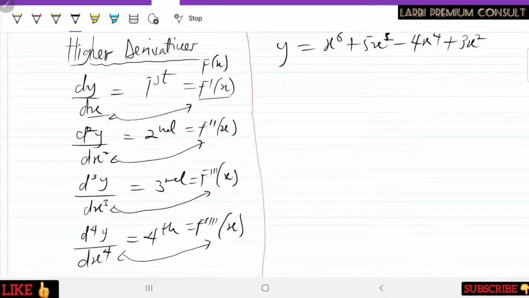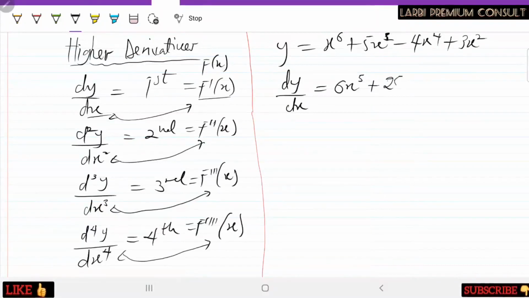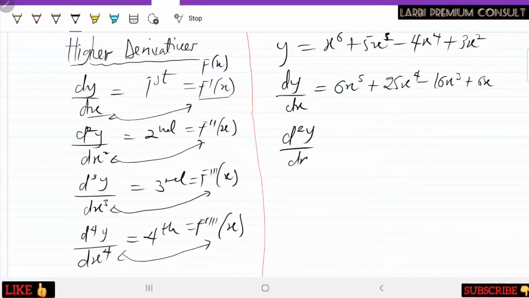For the first time, it becomes dy over dx, and that's going to give me 6x to the power of 5 plus, 5 multiplied by 5 gives 25, so 25x to the power of 4, minus 16x cubed plus 6x. I hope that's clear. So that's for the first time. For the second time, it becomes d squared y over dx squared.